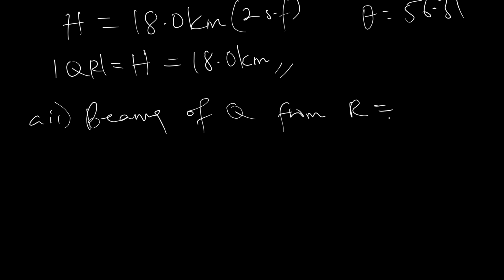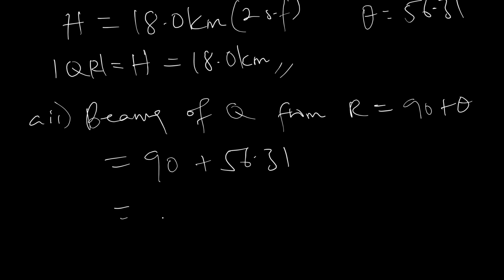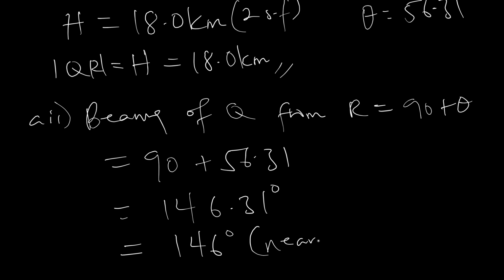So it should be equal to 90 plus theta. So this is equal to 90 plus 56.31. And this should give us 146.31 degrees. But then we are being asked to correct to the nearest degree. And so our final answer will be 146 degrees. That's to the nearest degree.